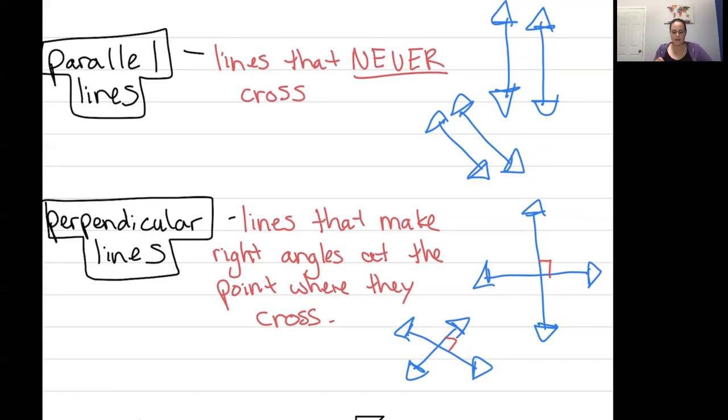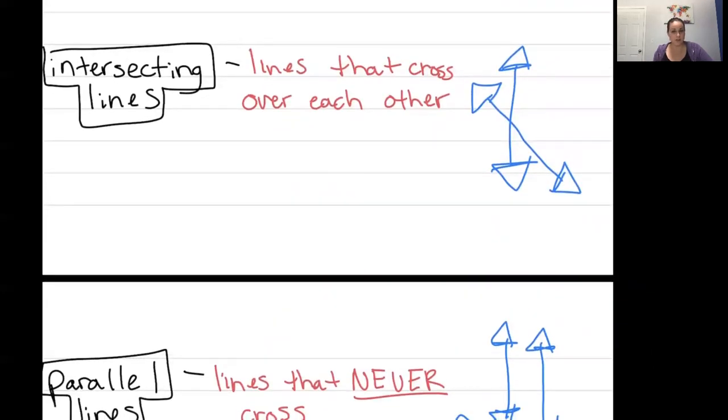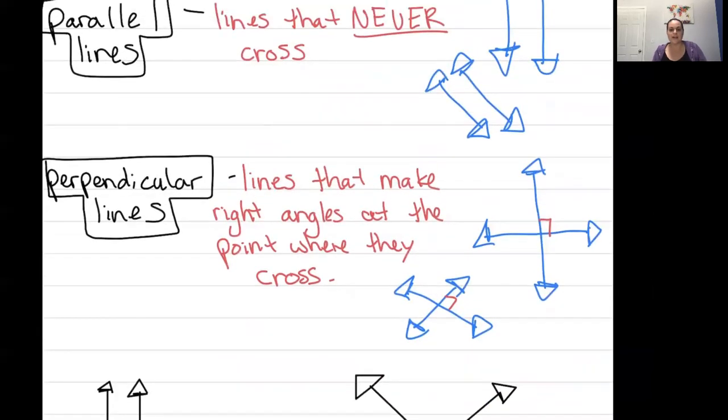Okay, so now that we have all of these definitions, we can take a look at some examples and classify or determine or name what kinds of lines those are. So we've got three choices. We've got intersecting lines that cross each other any way that they cross each other except at perfect right angles. We've got parallel lines that no matter how much we draw them, will never touch or cross. And perpendicular lines that cross at a perfect right angle. Okay, so let's take a look at some examples.